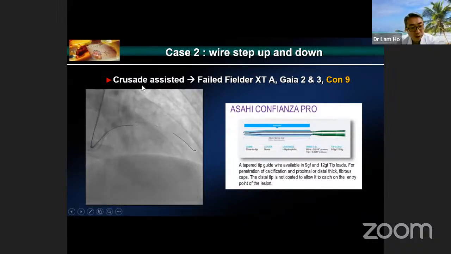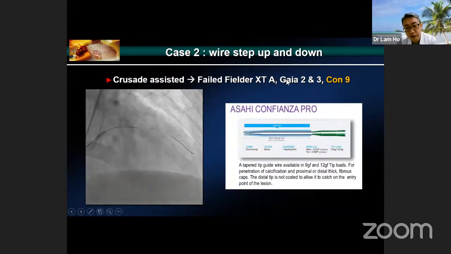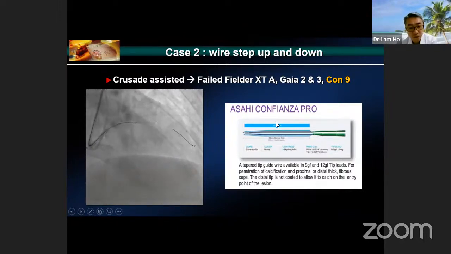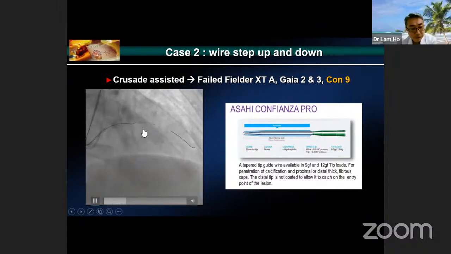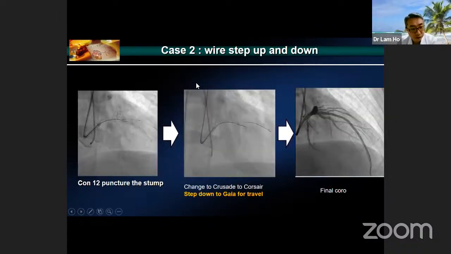Despite using Crusade assist, I tried to puncture with Filter XTA, Gaia, and even Conquest Pro 9, but could not puncture. Then I had to step up to Conquest Pro 12 to puncture a small hole. After that, you have to remove your Crusade and replace it with your usual microcatheter, for example, Corsair, and then step down for travel.